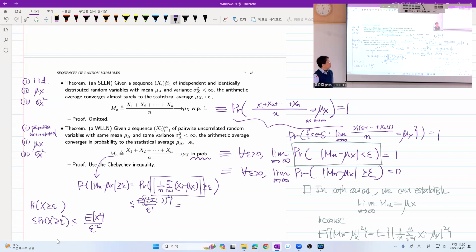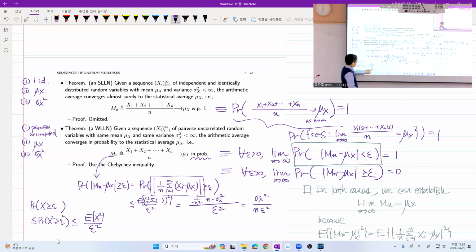And you can easily show that due to the pairwise uncorrelatedness condition, this is what? The numerator is simply 1 over n squared times n times sigma squared. Then what do you have? You have sigma x squared over n epsilon squared.